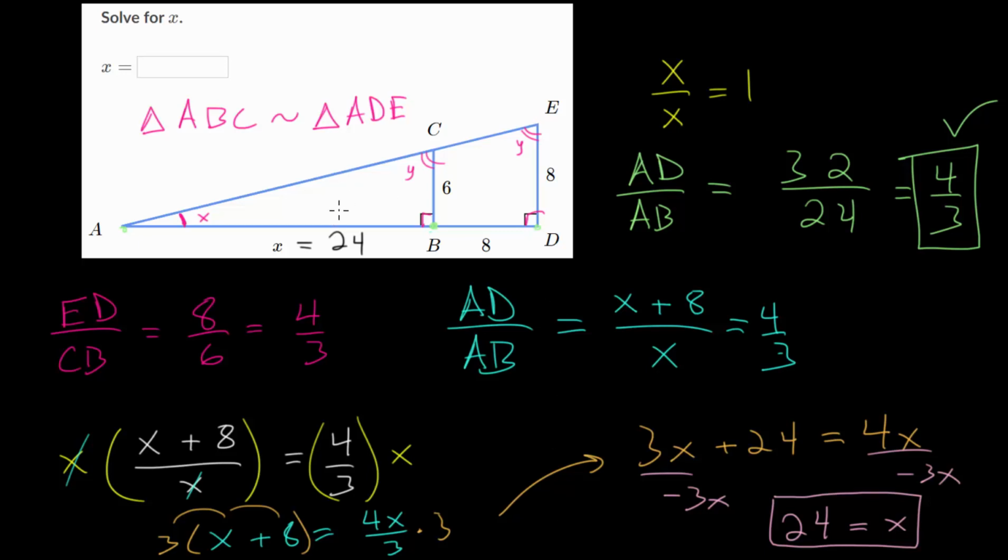If we wanted to, we could actually figure out what AC and AE are, though we'd have to use the Pythagorean theorem: 6 squared plus 24 squared is equal to AC squared. We could simplify that and then use this proportionality constant or set up a ratio to figure out what AE, or namely what CE, would be equal to. But this problem isn't asking for that, and we can put our answer of 24 into our box here.